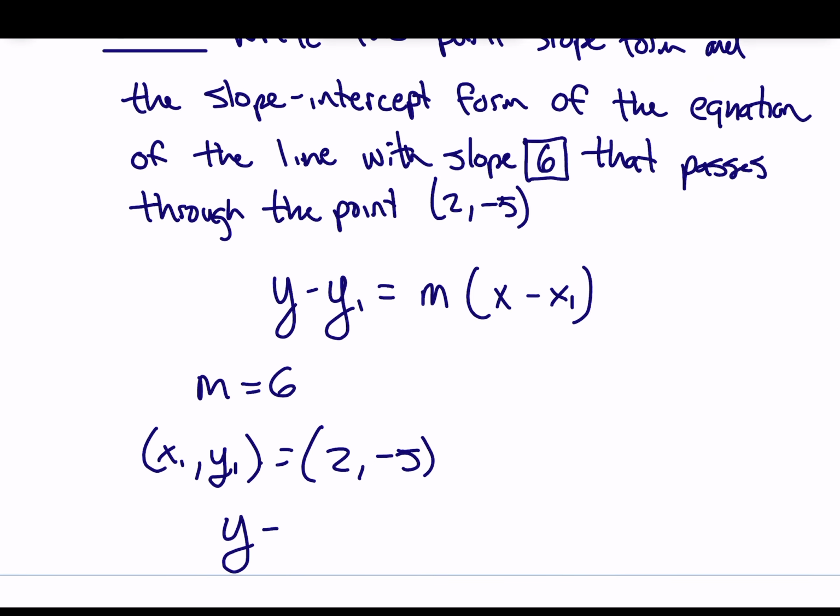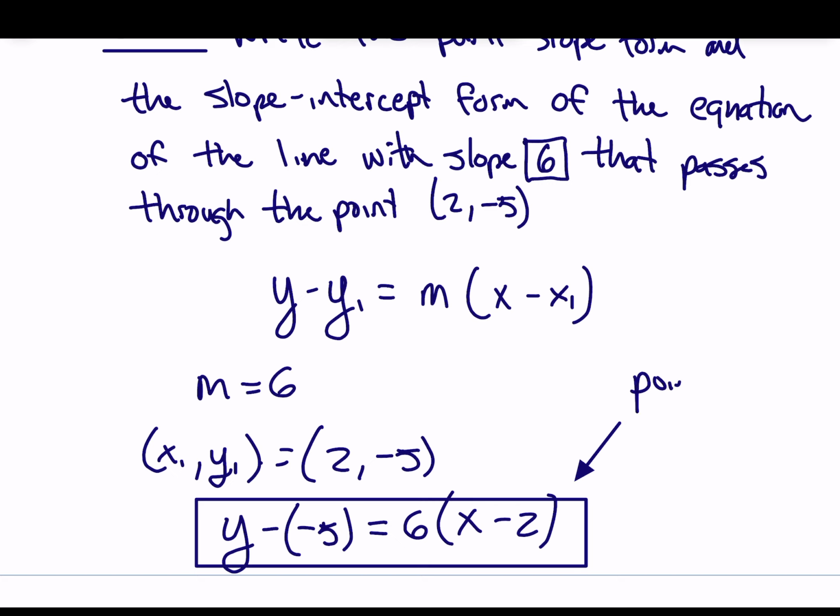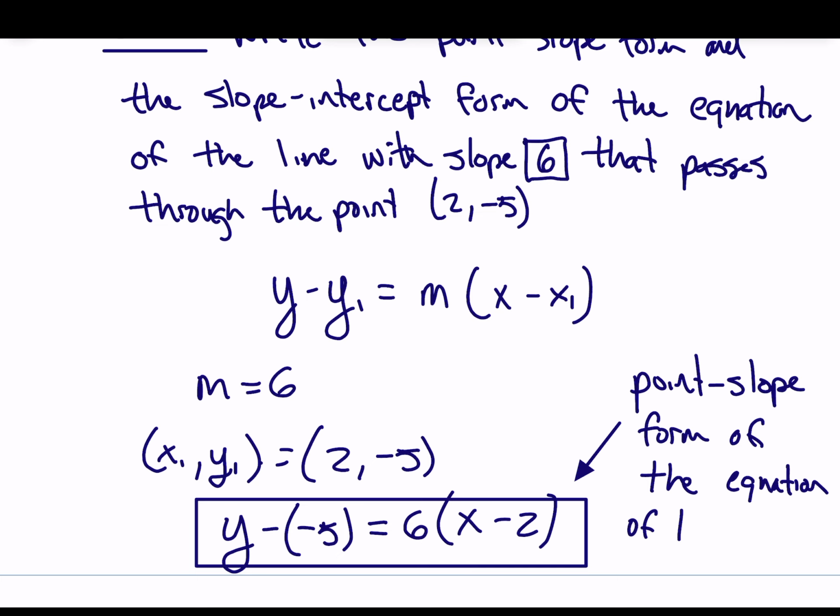So y minus our y value, which is -5, is equal to m, which is 6, times x minus our x value, which is 2. Okay, right here, that is the point-slope form of the equation of the line.